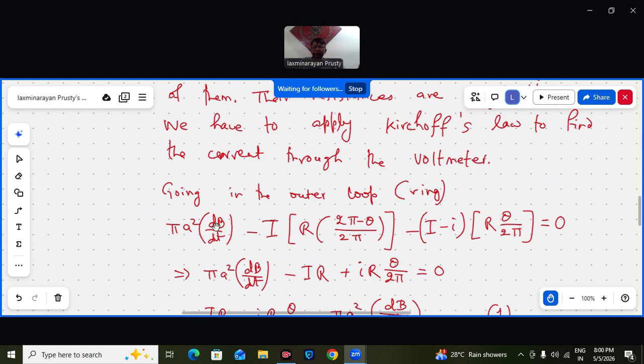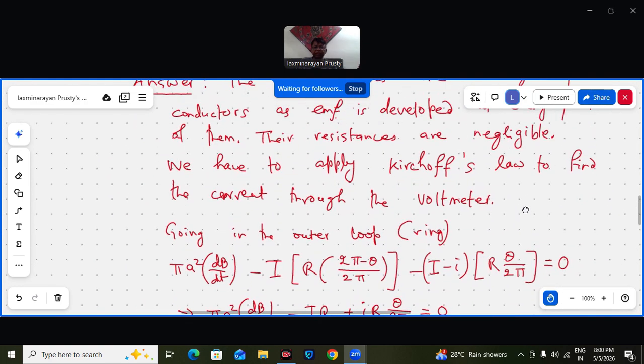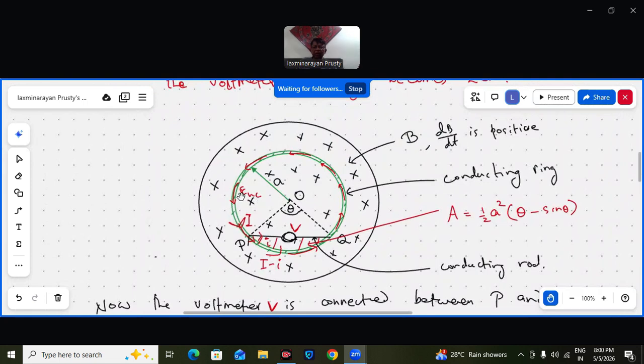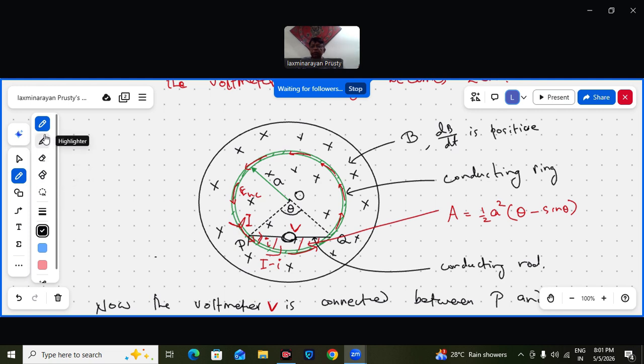Total EMF is pi S squared dB by dt. But the potential drop is capital I into R of this much section. This much section, what is the R? If total resistance is capital R, then this angle is 2 pi minus theta. Yes or no? So this angle will be 2 pi minus theta.